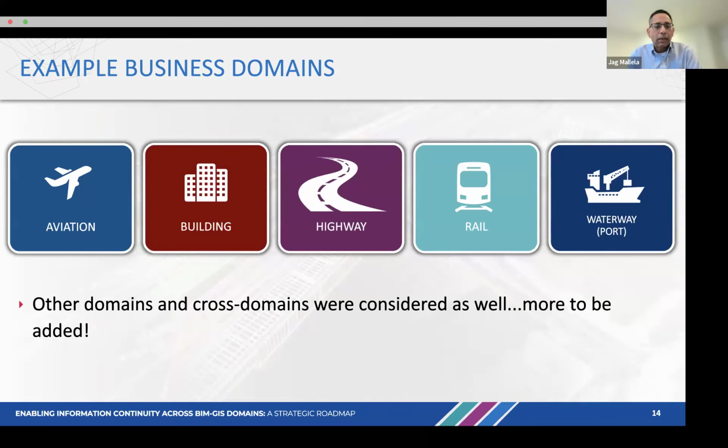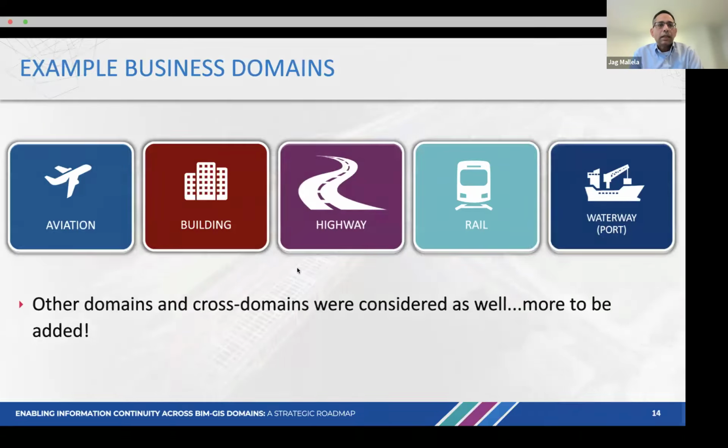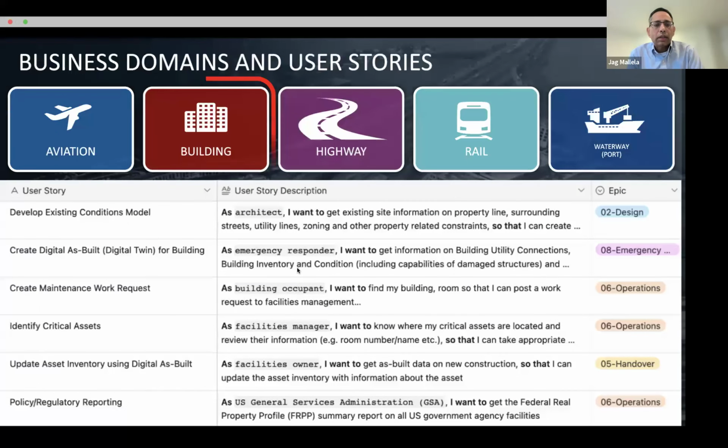But within each of these domains, as you'll see on the next slide, we started mapping out some of the user stories: what an actor is, and why would anybody want to connect BIM and GIS, let's say, within a certain domain? So in the buildings world, for example, you see a number of stories that are populated here. Our goal in the roadmap is to continue to populate such user stories that need BIM and GIS data requirements to be brought together and data modeling to happen.